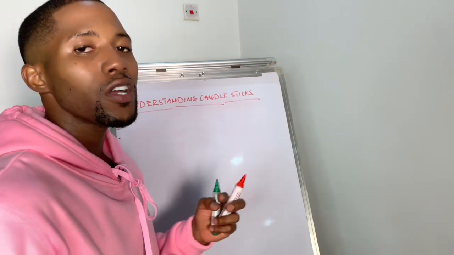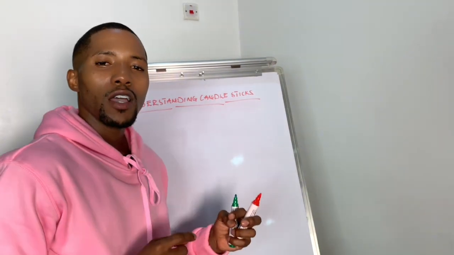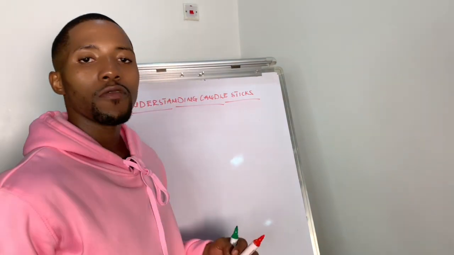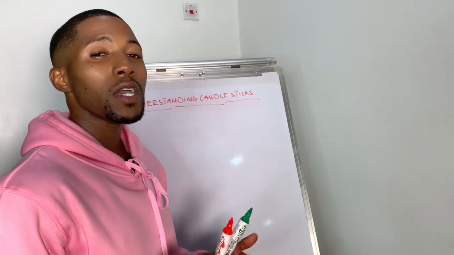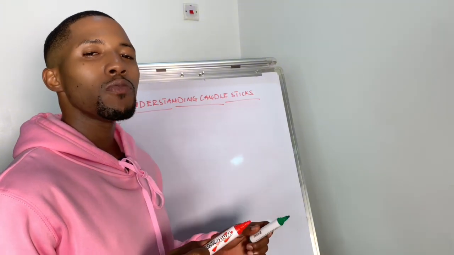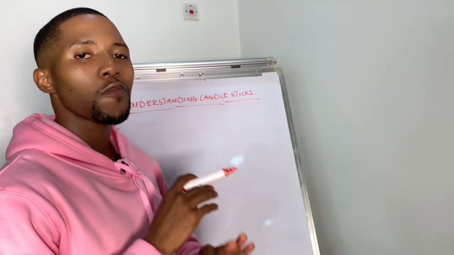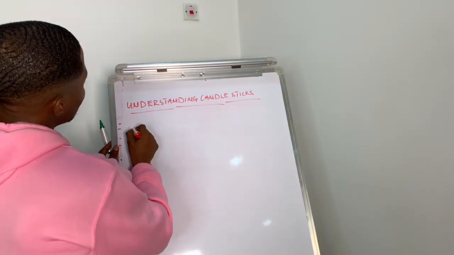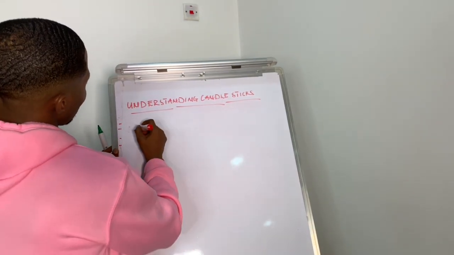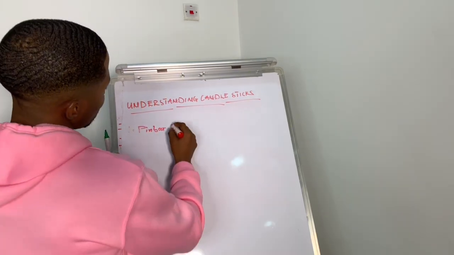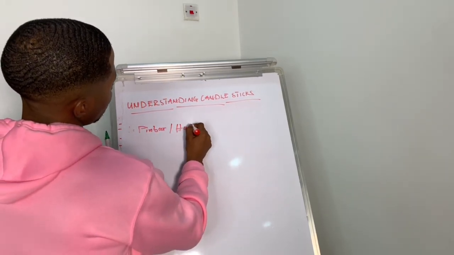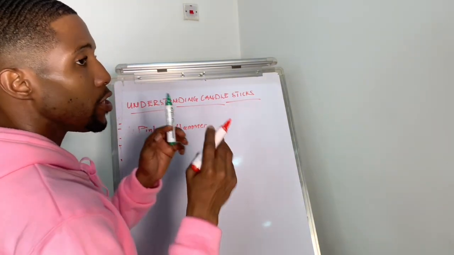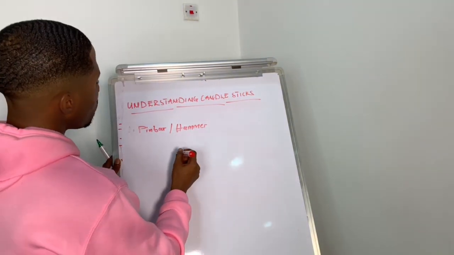Now we have various types of candlesticks, right? But as a beginner, trying to understand all of them can be very confusing. We have many candlesticks, but in this video I'll be giving you the three most effective ones. The first one is a pin bar or hammer. We have the bearish pin bar and the bullish pin bar. Let's go with the bearish first.